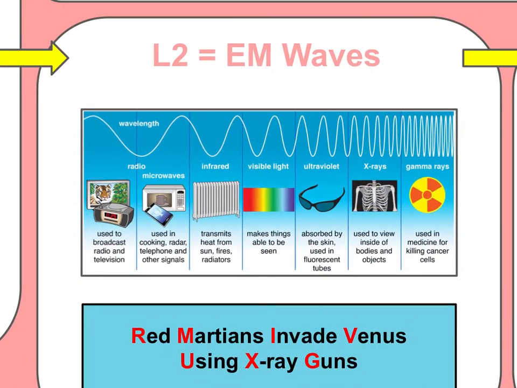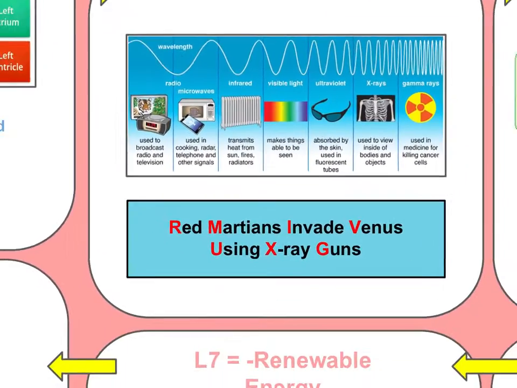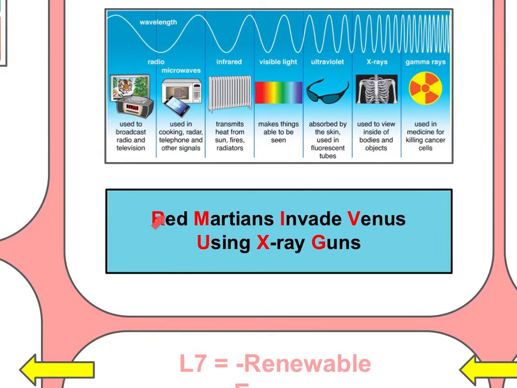Electromagnetic waves was your lesson 2. So the big thing to know is the order, and we can use Red Martians Invade Venus Using X-ray Guns to remind us of the order: radio waves, microwaves, infrared, visible light, ultraviolet, X-ray and gamma. And we need to know some uses of these.